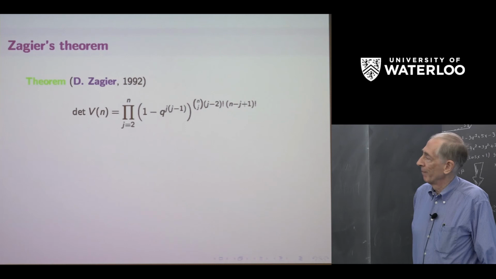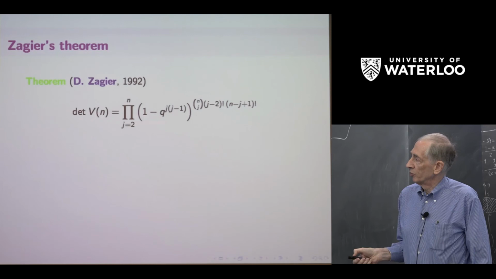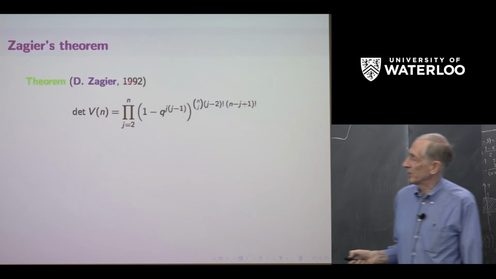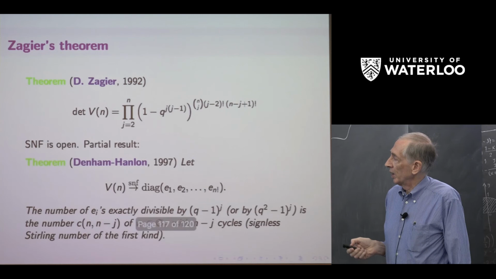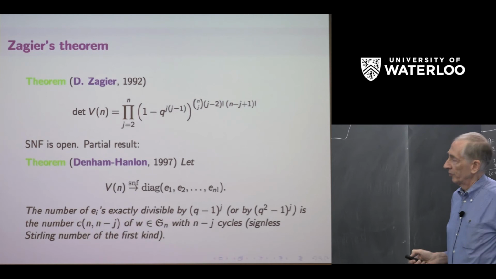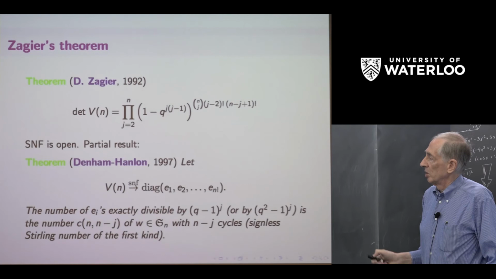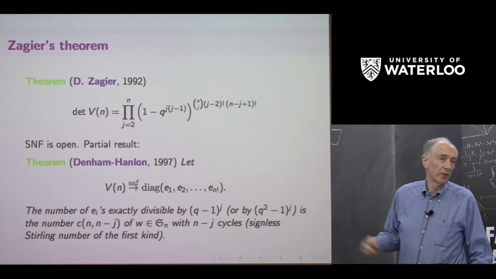Varchenko computed a generalization of this for any one of his matrices associated with hyperplane arrangements. So this is a very special case of Varchenko's theorem. But what about SNF? That is open. There are very interesting open problems to find the SNF of this matrix, or any Varchenko matrix specialized to all the variables equaling q.